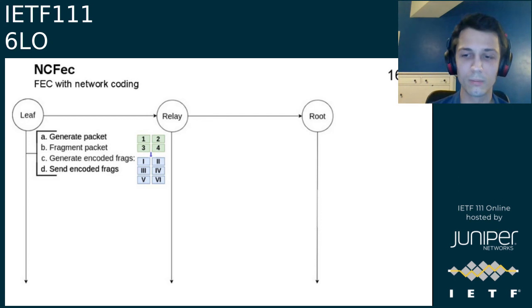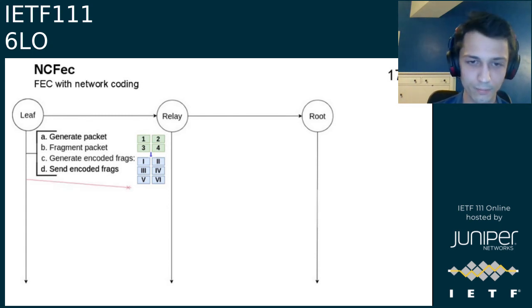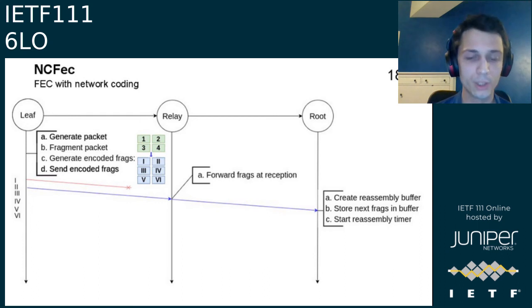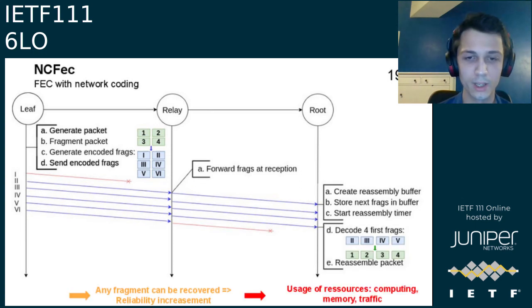So in this example, we will have 4 original fragments leading to 6 encoded fragments. And even if the first one is not transmitted successfully, the second one contains the routing information, which will allow it to forward itself. And all the other fragments will be able to be forwarded thanks to this routing information.